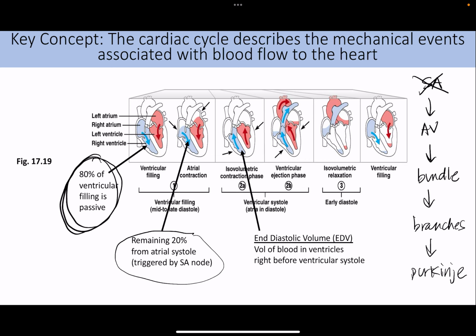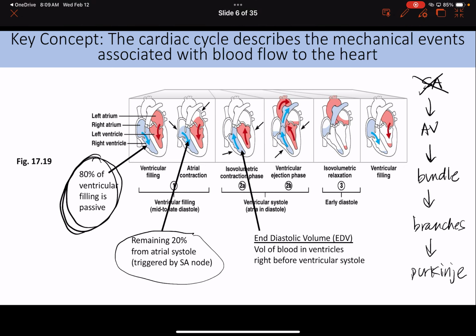We'll get 80%. But we're not going to get that last 20% if somebody has a junctional rhythm, if someone doesn't have the SA node working, because the atria don't get excited, they don't contract, okay? And so we don't get that last 20% of that push down into the ventricles. It's enough to get them going, but they are missing 20% ejection from the heart because they're missing that last bit of contraction to push the rest of that blood down. Okay, does that make sense? Okay.